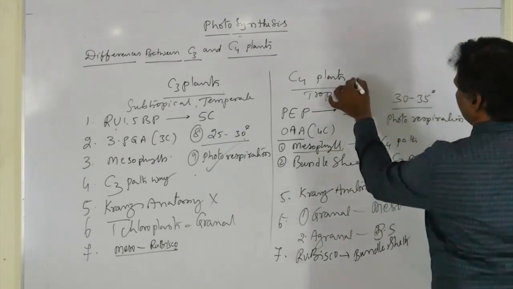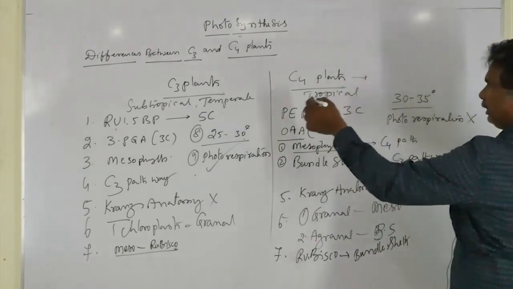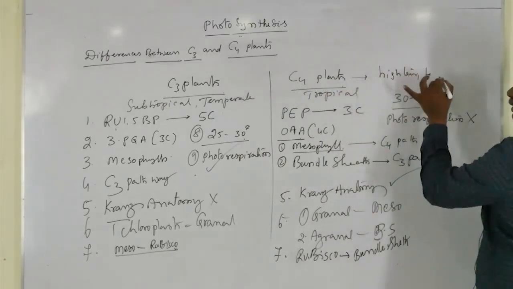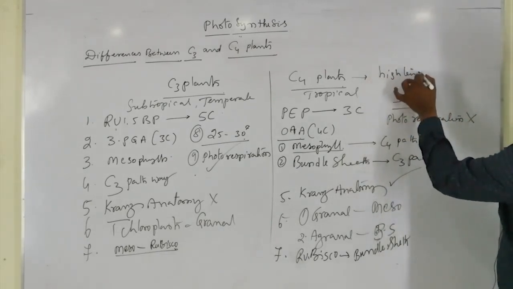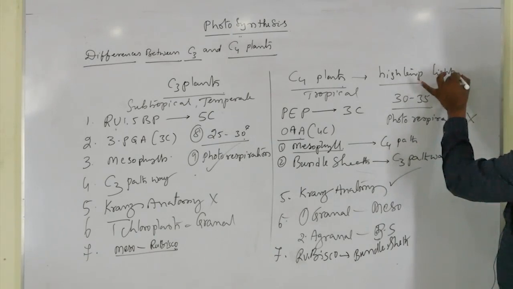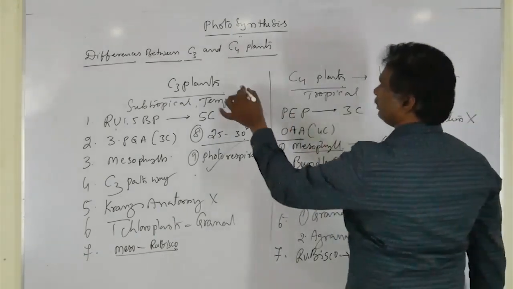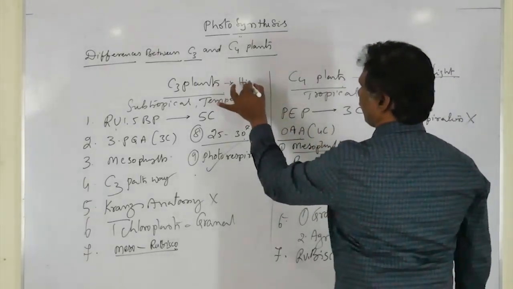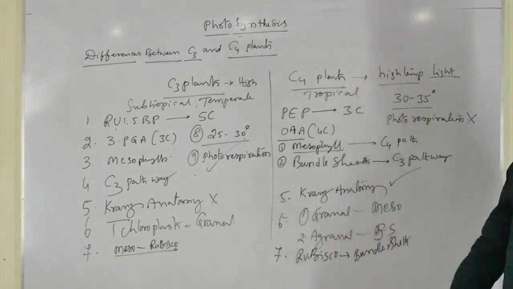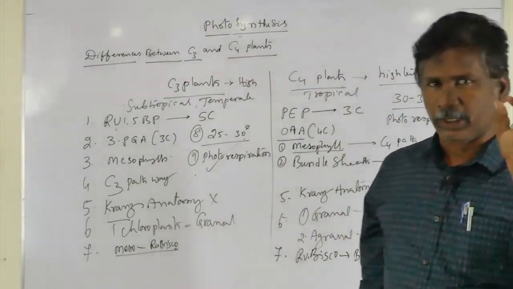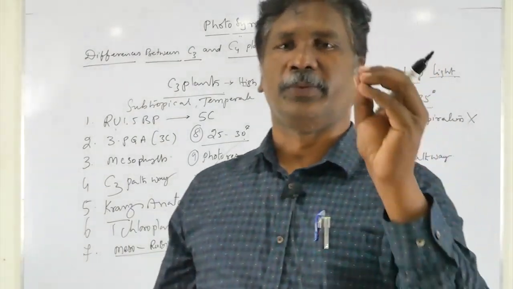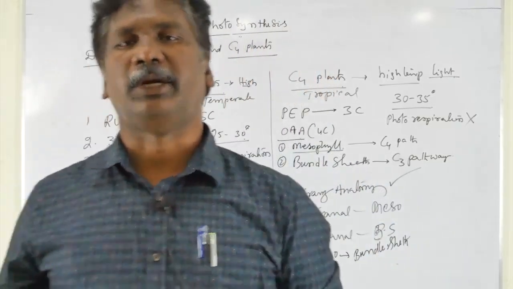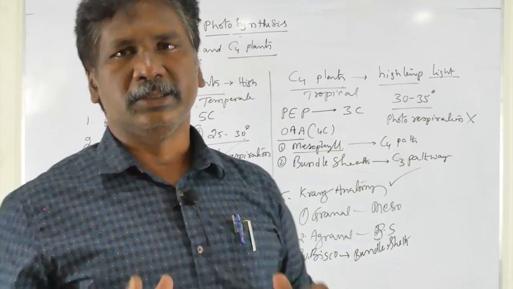And also productivity. C4 plants are highly efficient in high temperature and high light intensity, whereas C3 plants are very less active in high temperature. When we compare the productivity of the crop, it is more in C4 plants than in C3 plants. These are the major differences between C3 plants and C4 plants.